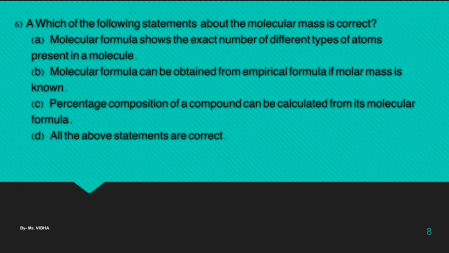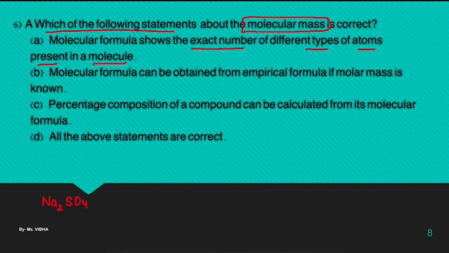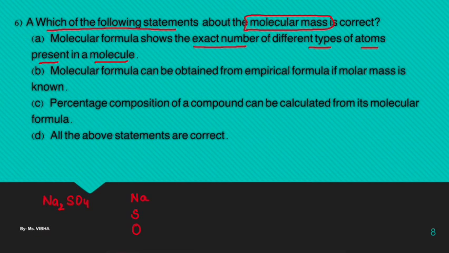So the next question is, which of the following statements about the molecular mass is correct? The first statement says that the molecular formula shows the exact number of different types of atoms present in a molecule. For example, the molecular formula of sodium sulfate is Na2SO4, and it shows the exact number of different atoms. So we have sodium, how many atoms are there? 2. We have 1 sulfur atom and we have 4 oxygen atoms.